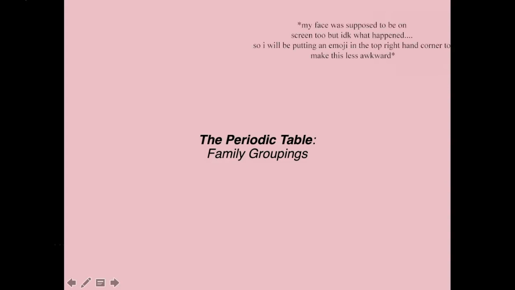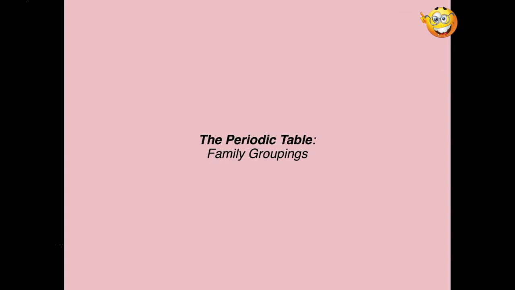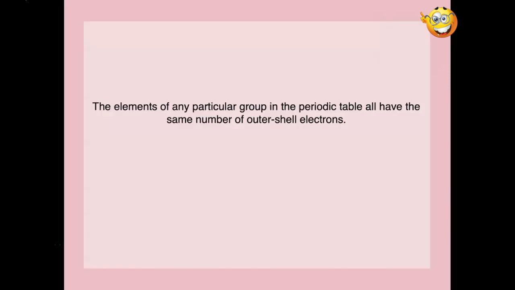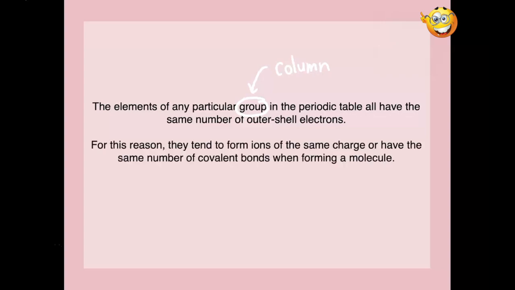Anyway, so today we'll be talking about family groupings. The elements of any particular group, that's columns in the periodic table, all have the same number of outer shell electrons. Remember, group 2 elements have 2 outer shell electrons. Elements in group 6 have 6 outer shell electrons. For this reason, they tend to form ions of the same charge or have the same number of covalent bonds when forming a molecule. So this causes most compounds constructed from them to be similar.